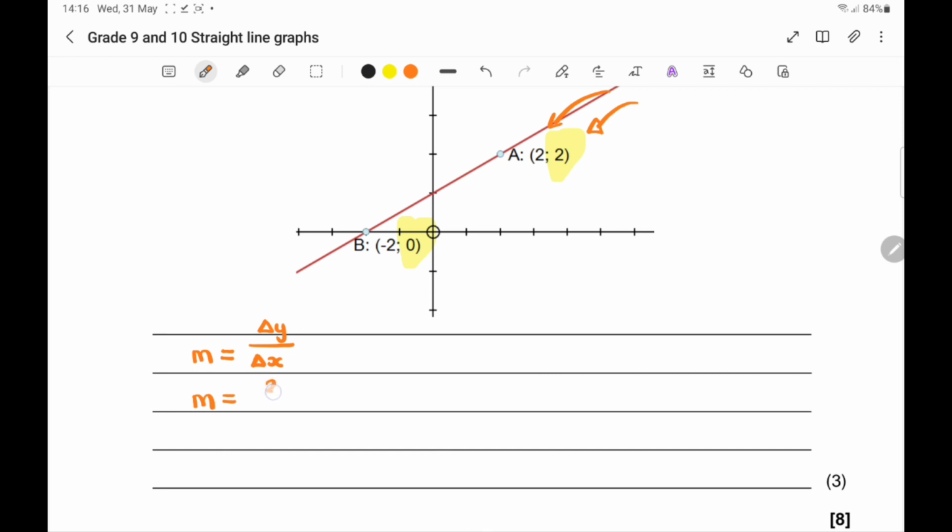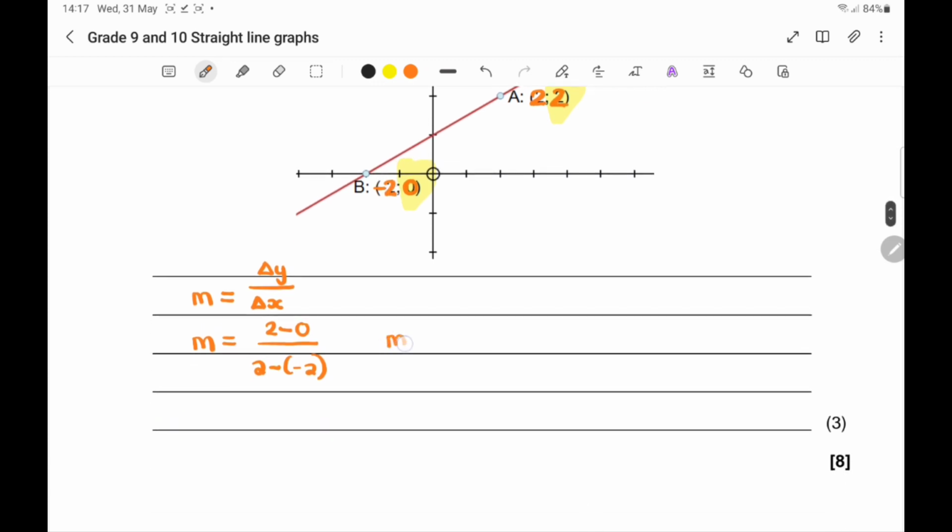So the change of y is 2 minus 0 over 2 minus what? Negative 2. So be careful for that double negative. So I'm going to show you again. 2 minus 0 over 2 minus negative 2, which will give you 2 minus 0 is 2, 2 plus 2 is 4, so the gradient is a half.